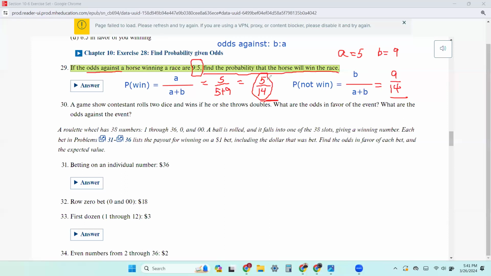The only thing that's different is the numerator. The denominator has to be the A. And since we had odds against, that means the A was second, okay? That's why A is 5. And then the first one in odds against is the B. All right, let's see what else we can get into.